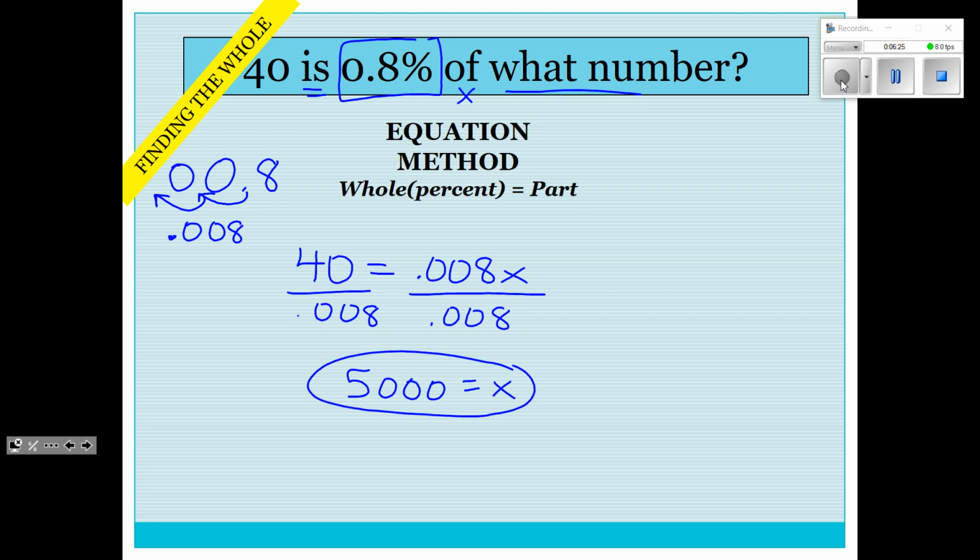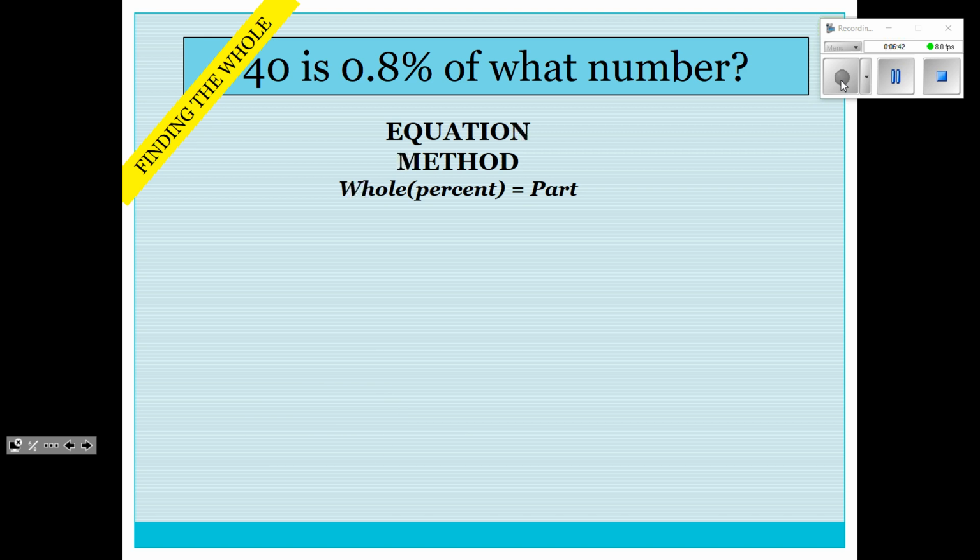Okay, so in every one of these equations, anytime you have a percent, you have to convert it to a decimal in order to do our equation. And at the end, the other way, if you have a decimal, you have to turn it into a percent. If you have a percent, you have to turn it into a decimal. So you have to be really good at converting between decimals and percents to do the equation method.